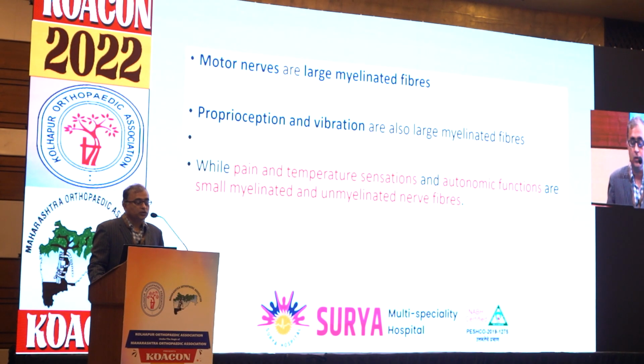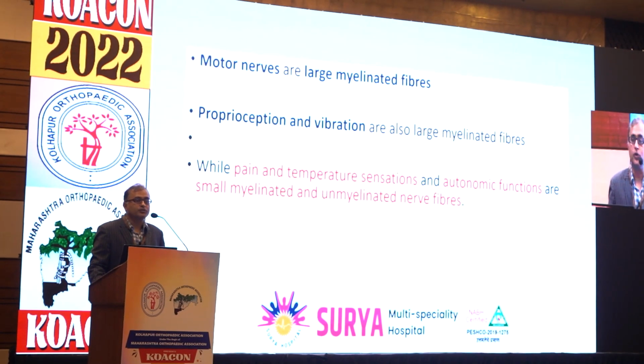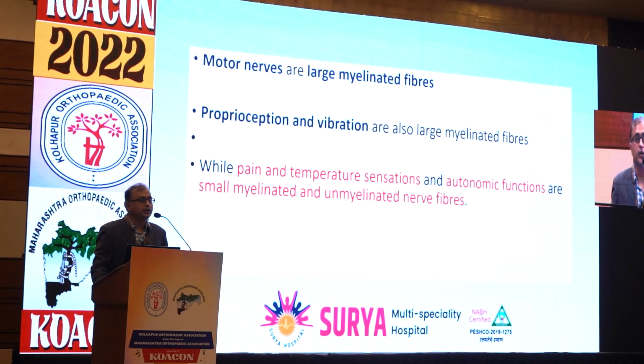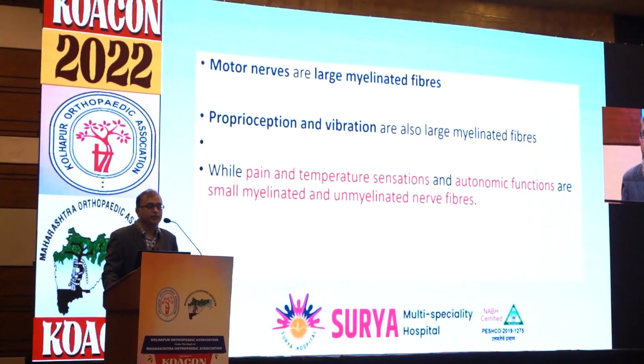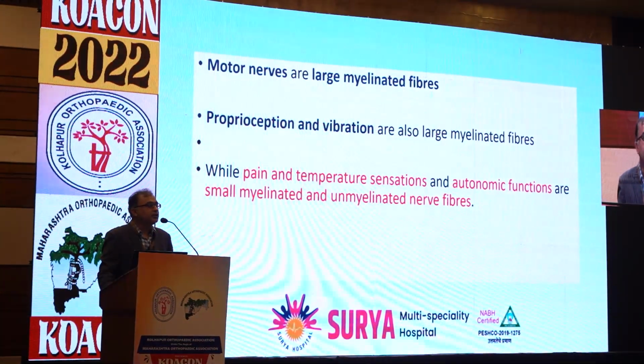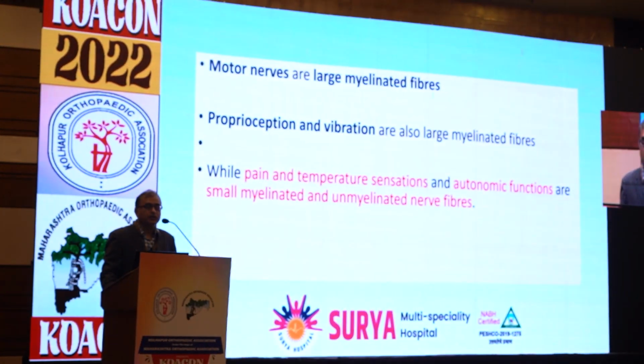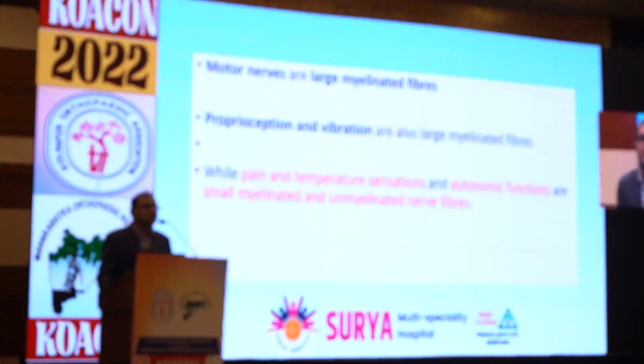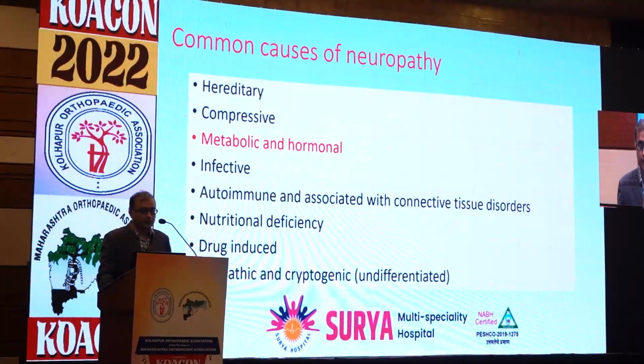Just to know the basic physiology, the motor nerves are large myelinated fibers. Proprioception and vibration, which we routinely test, are also carried by the large myelinated fibers. And pain, temperature, and autonomic functions are carried by the small myelinated as well as the unmyelinated fibers.